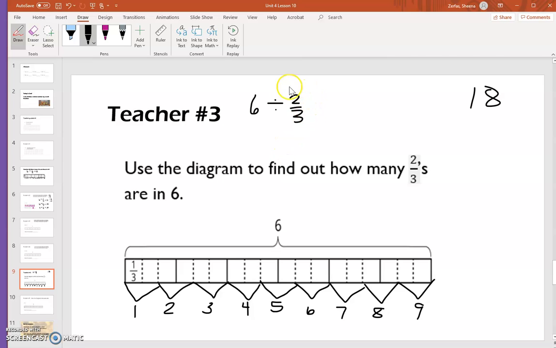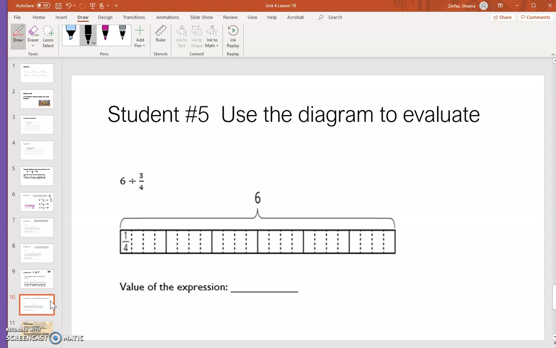So what we're seeing here is that the rule that I had for unit fractions does not apply if I have a non-unit fraction. So for right now, in order to find the answer to a division question like this, we need to draw a diagram. Okay, so 18 wasn't the answer, it's not 6 times 3. When I diagrammed it out, I end up with 9. Let me show you one more example.